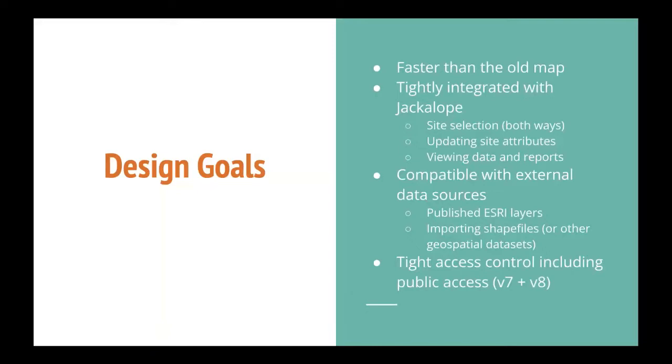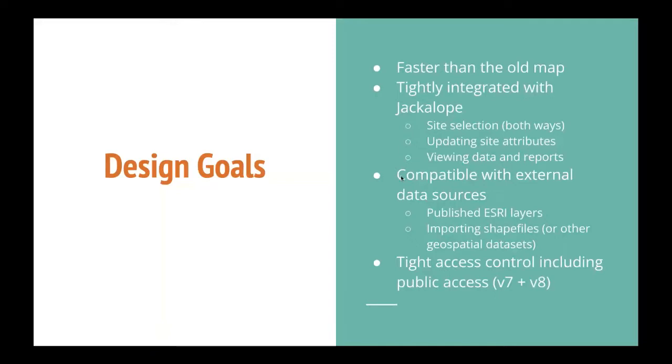Also, you can update site fields using the map. You can say, I want to take this route and change its, I don't know, factor group or something to something else, or add it to a new scheduler group or something like that. So there's actually interaction from the map back to the main Jackalope data store. And one of the big complaints with the old map is that you couldn't view reports. So you can view reports now and view data and all of the things.